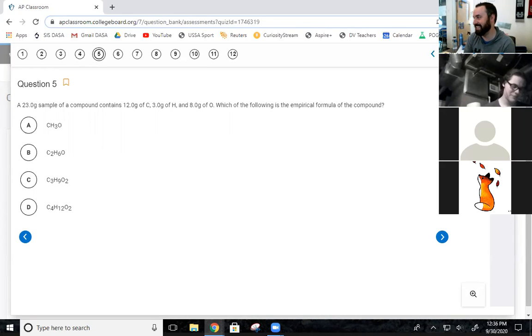Anyway, you divide by the smallest amount of moles, and then if you can, you round up. If you can't, then you multiply it to make the nearest whole number for all of the things. Okay, so let's do this really quick.